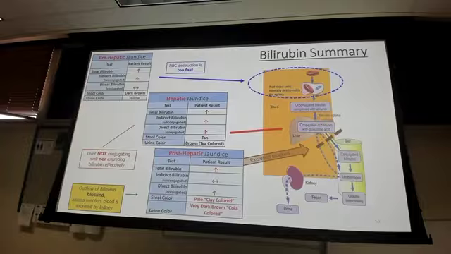The post-hepatic cause, something's blocking it, right? The liver can still transform the indirect into direct.